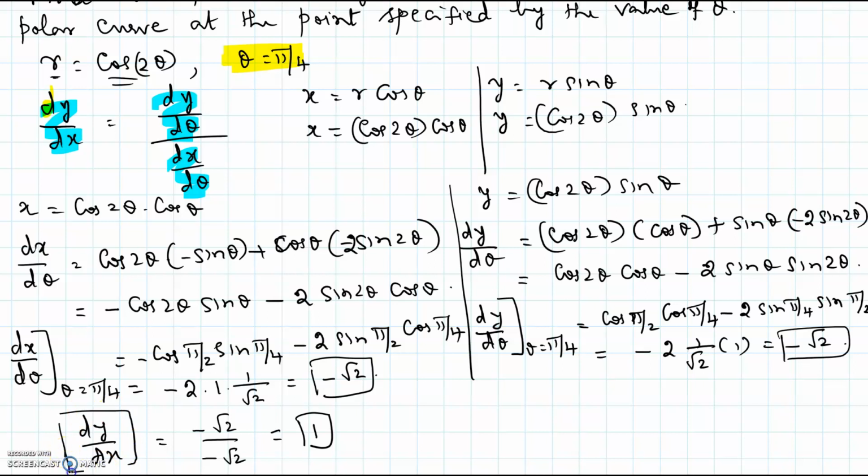So the slope of the tangent line for the given polar curve is equal to 1.